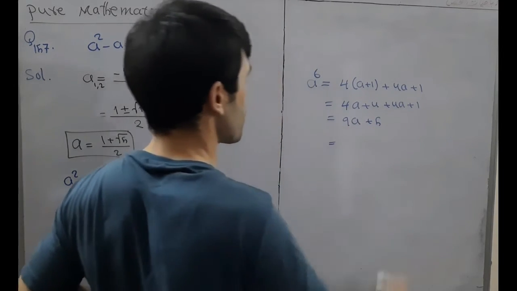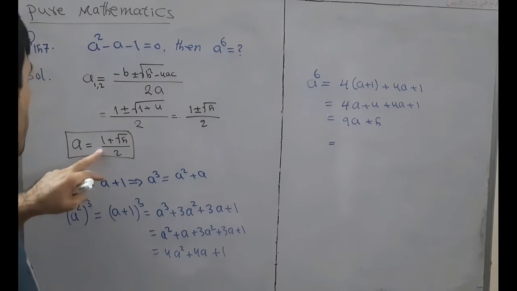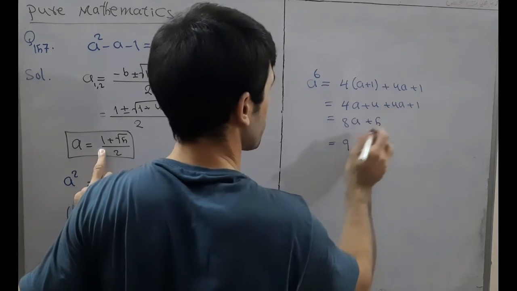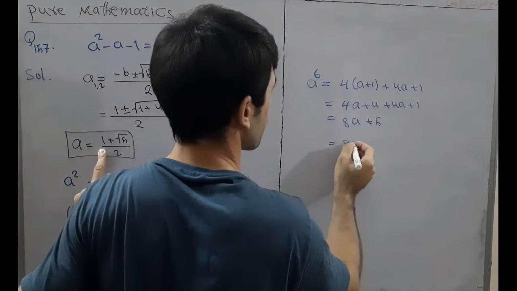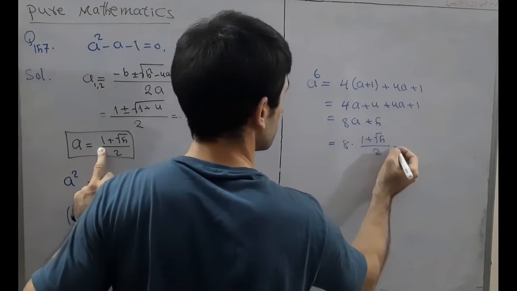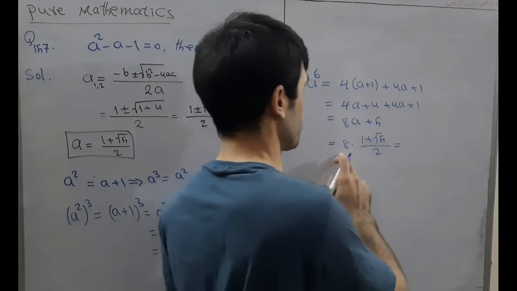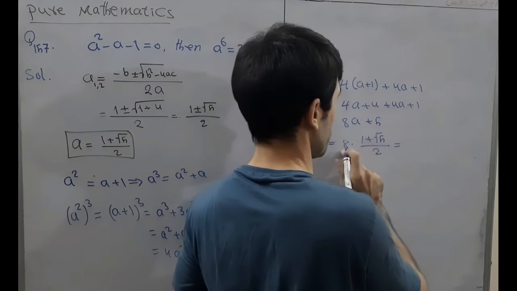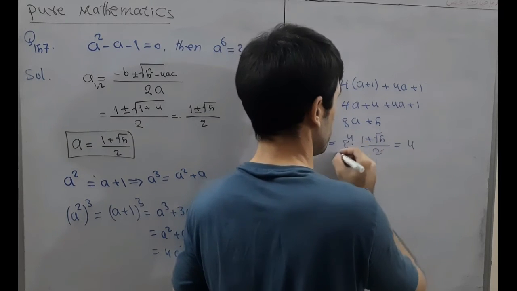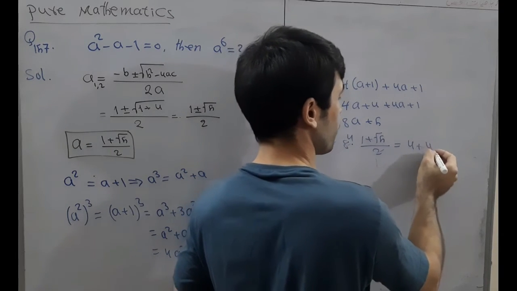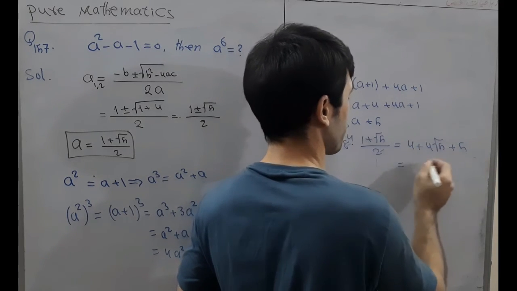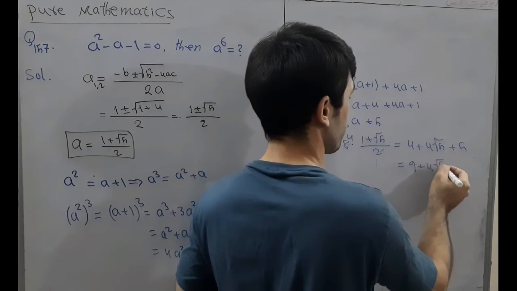Now instead of a we can write the value of a. 4a plus 4a is equal to 8 multiplied by 1 plus square root of 5 over 2. Reducing 8 and 2, we get 4 multiplied by 1 plus square root of 5, that is 4 plus 4 multiplied by square root of 5, plus 5. It is equal to 4 plus 5, 9 plus 4 into square root of 5.